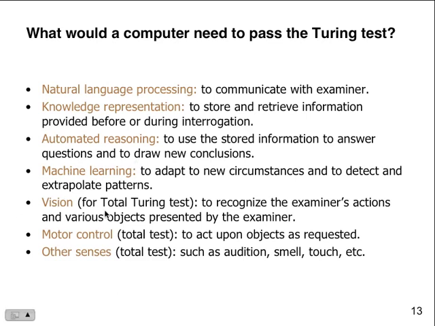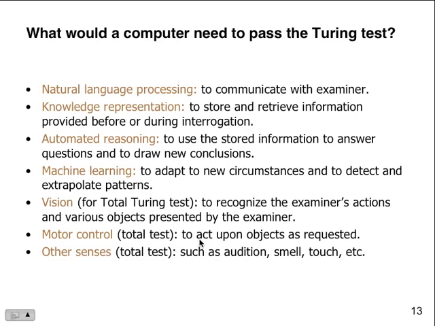Vision, another area of artificial intelligence. So for the Turing test, we have vision to recognize the examiner's actions and the various objects represented by the examiner. So vision is taking, if we're a robot, the scene in which we're looking at into consideration and identifying objects in the scene, and then being able to basically perform calculations on the objects to see what we're going to hit, what we're not going to hit. And I have an example of that coming up, so I'll save that one.